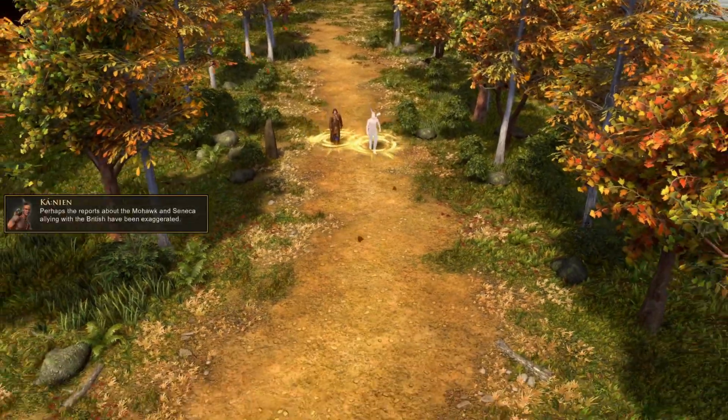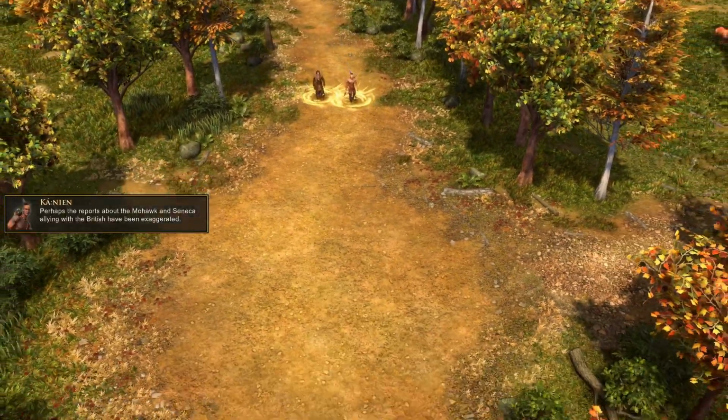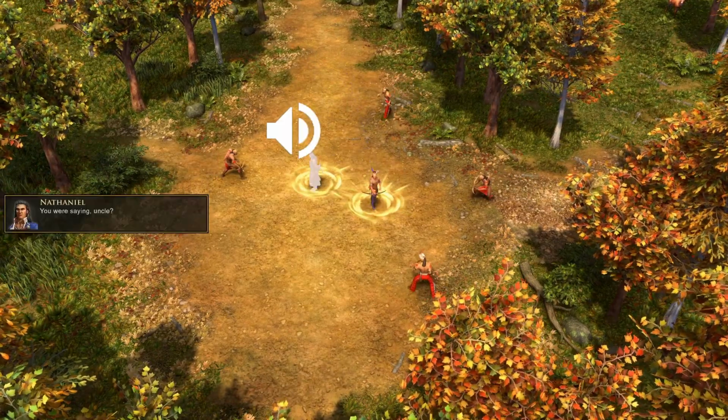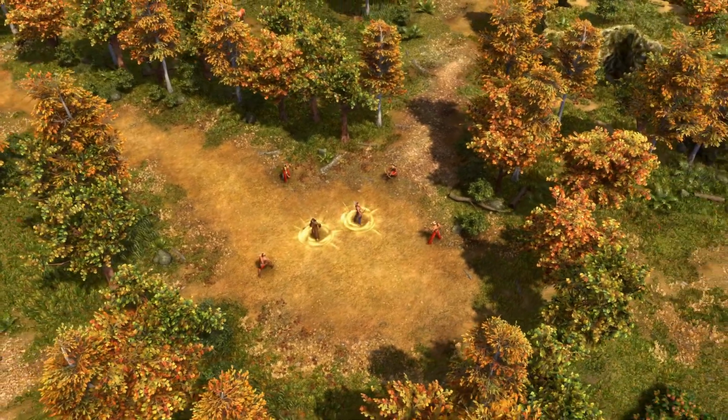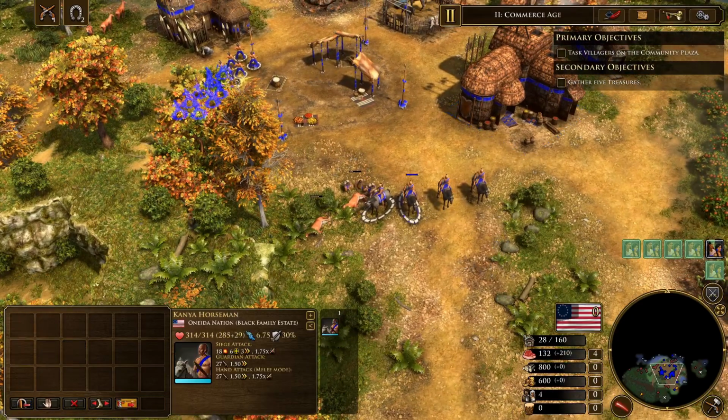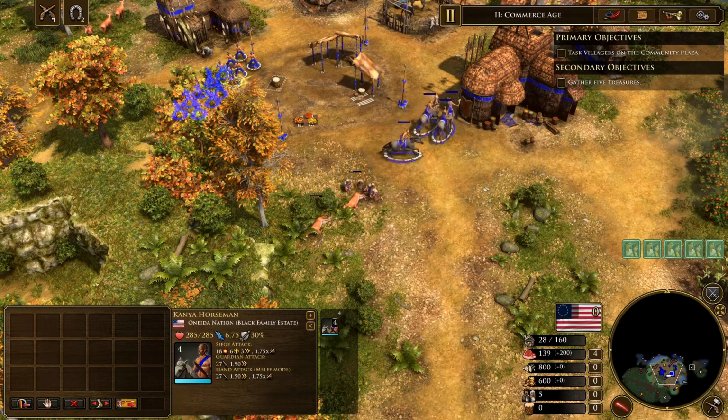Perhaps the reports about the Mohawk and Seneca allying with the British have been exaggerated. You were saying, Uncle? Their response is an ambush. Well, so much for diplomacy. Time for the first mission. I'll let the Oneida war chief explain.